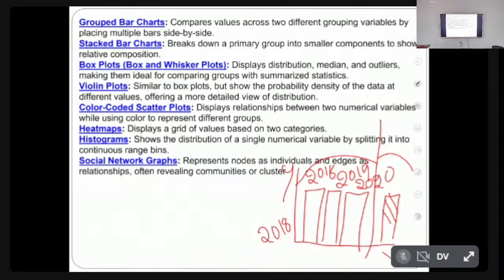Now just see what the different types of graphs for groups are. For the groups, what are the different types of graphs? Just see all of them.